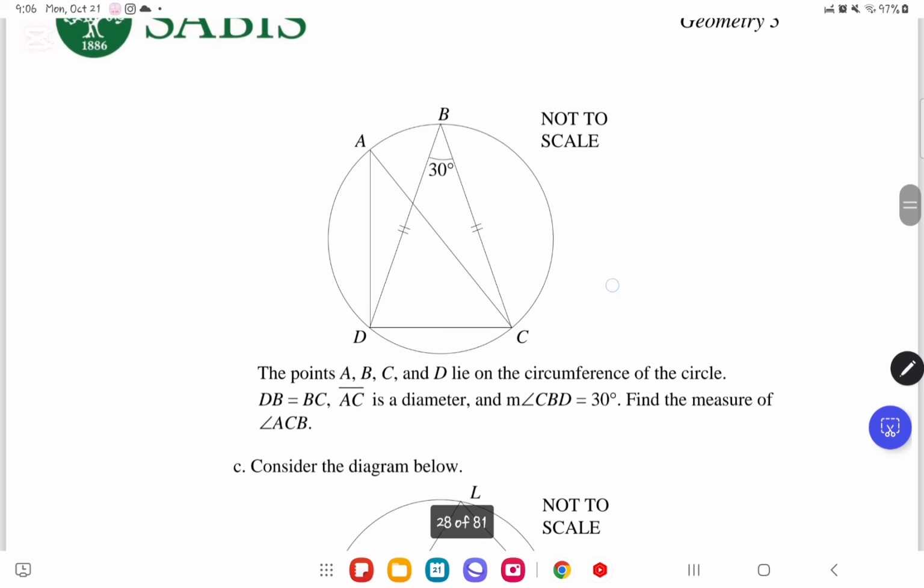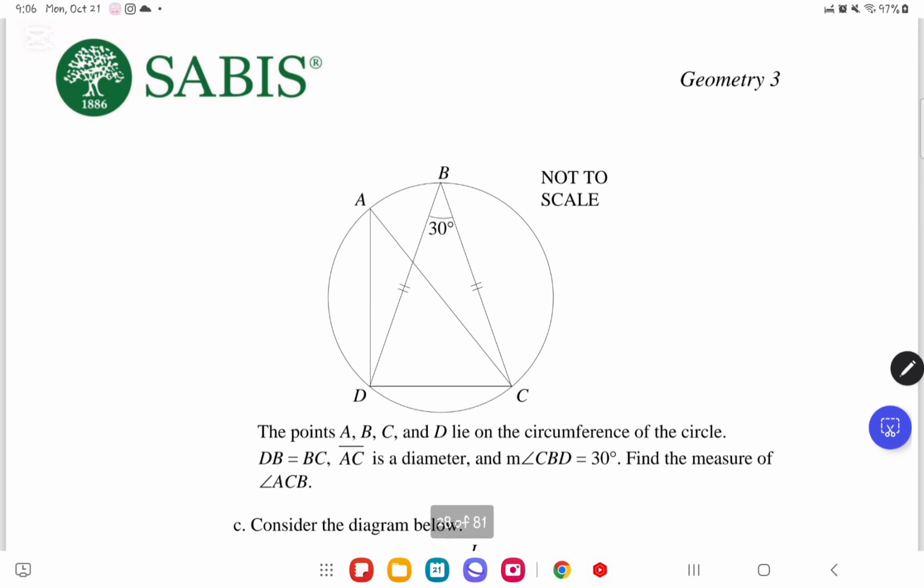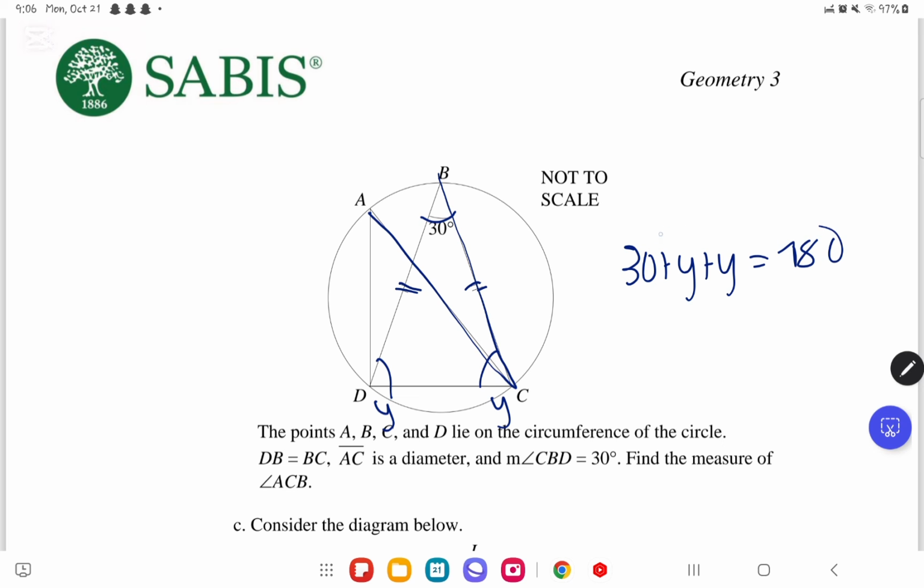Now let's go to part B. Consider the diagram below. They told us find the measure of ACB. Okay, very easy. First thing we can do is that since it is an isosceles triangle, if this is 30 degrees, then these two are the base angles, so they're equal. So let's say this is y and this is y. So 30 plus 2y is equal to 180. Move it to the other side. 2y is equal to 150. Y is equal to 75. So now the base angle is 75 degrees.